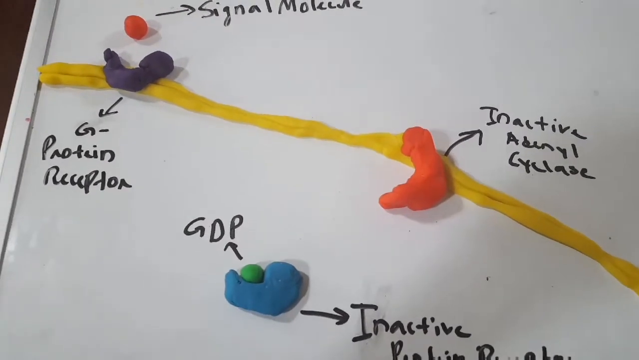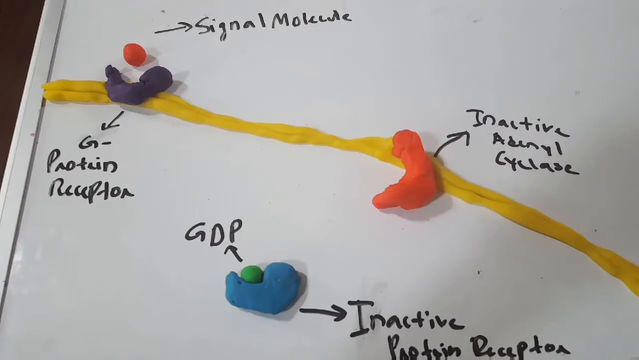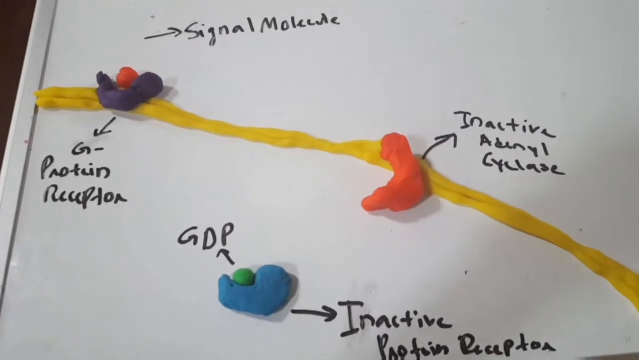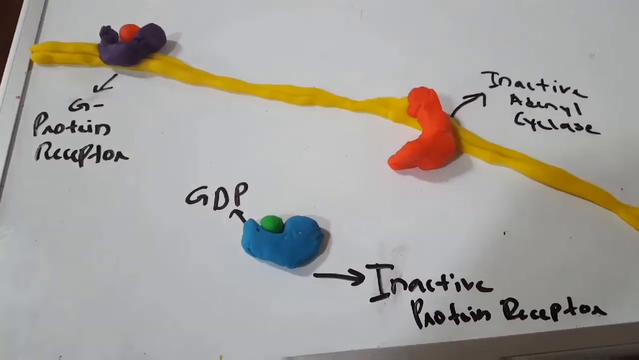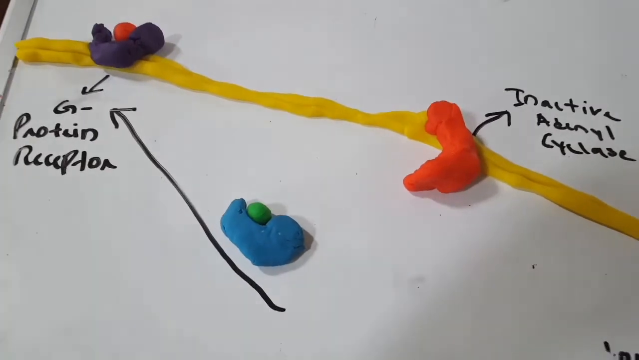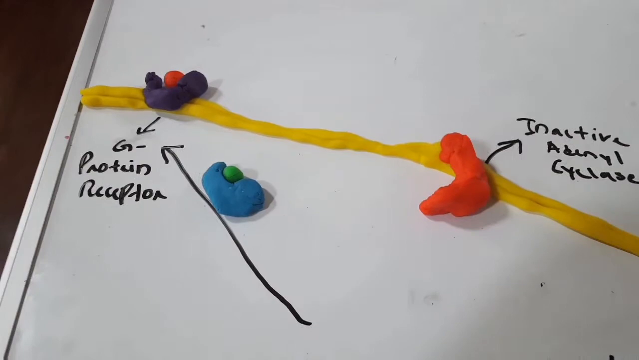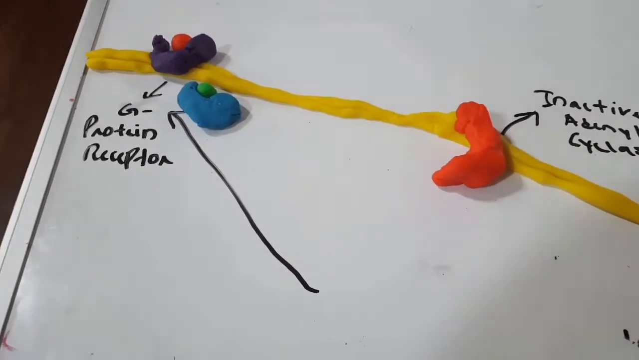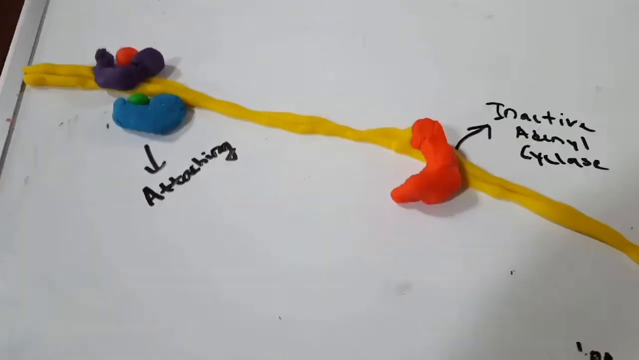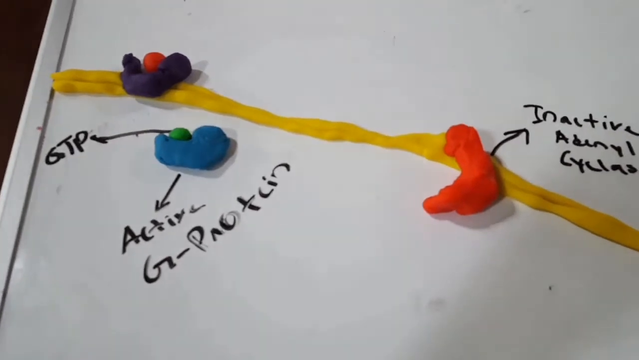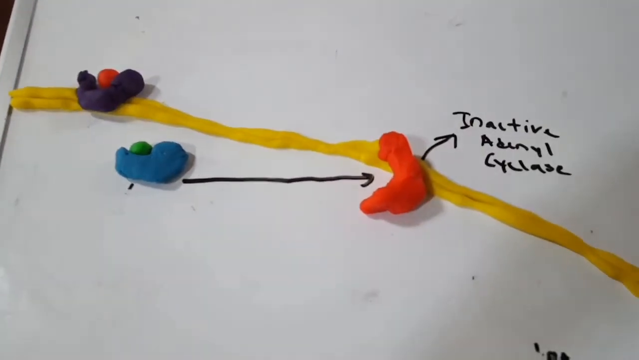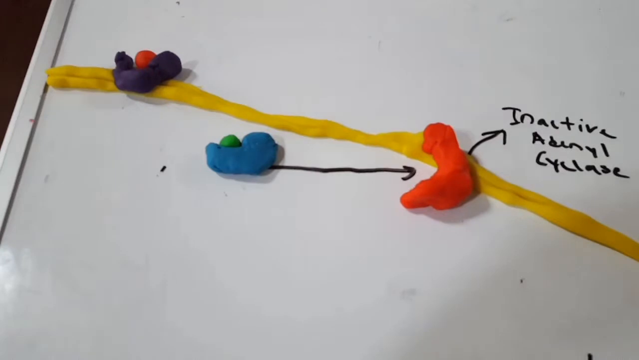The signaling molecule goes to the G protein receptor and attaches to it, which signals the inactive G protein with the GDP attached to it to go towards the G protein receptor and attach itself to it. Then the GDP will fall off and be converted into GTP, which makes the G protein active. Then it starts moving towards the enzyme.